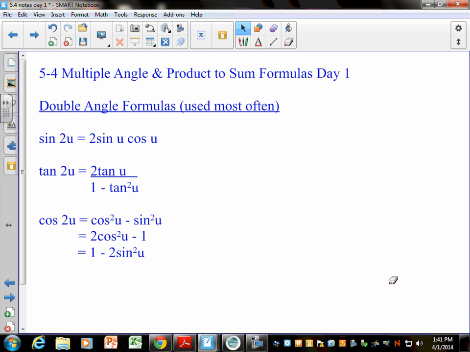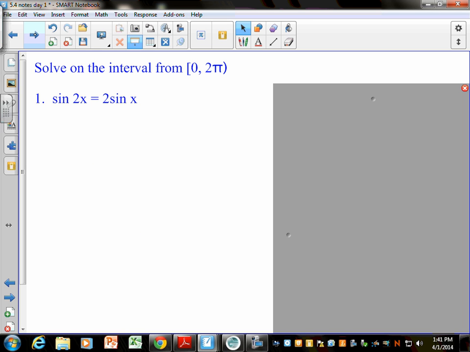How do you know which one to use? Sometimes it doesn't matter. And sometimes if your problem has only cosines in it, you'd want to use the cosine one. If your problem has only sines in it, you'd want to use the sine one. And you don't have to worry about memorizing them because I give them to you. It's just knowing how to use them. Okay? So let's look at a problem and see if we can make sense of it.